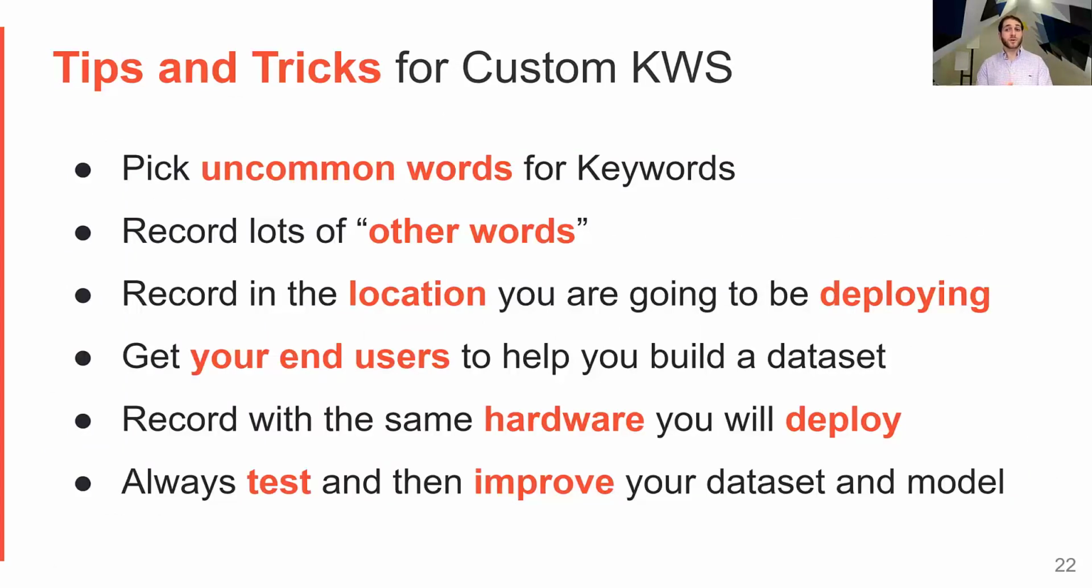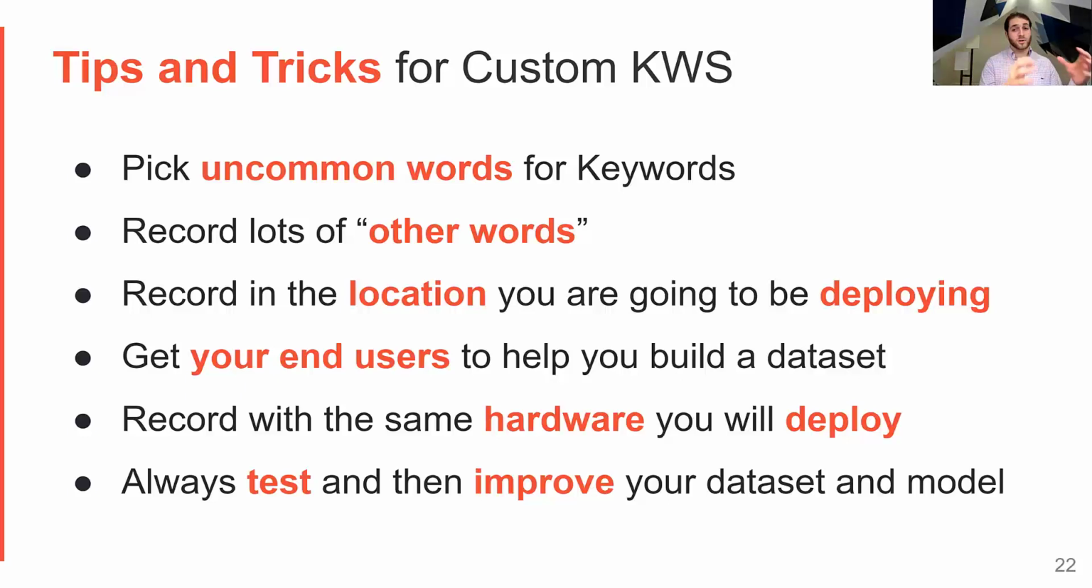So in general, if you're doing keyword spotting and you want to actually deploy something, you're going to want to pick uncommon words that won't likely accidentally cause false positives. You'll want to record a lot of other words that are distractor words so that your model can learn just your keywords and not English in general. You're going to want to record in the location you're going to be deploying. You want to get your end users to help build your data set, or at least get representative users to build that data set, and record with the same hardware you will deploy with so that there isn't a difference in microphones. We talked about this a little bit yesterday.